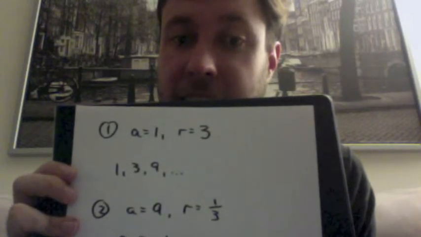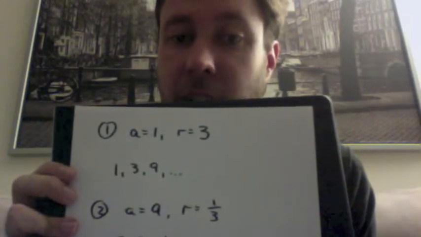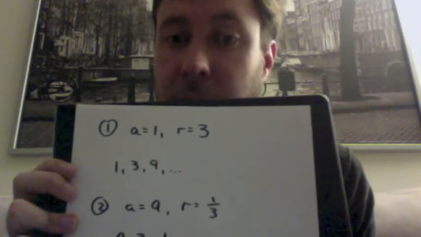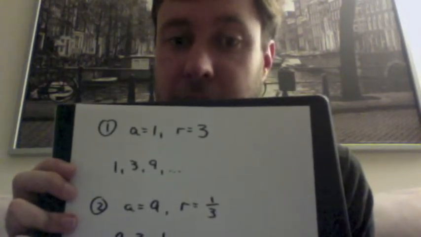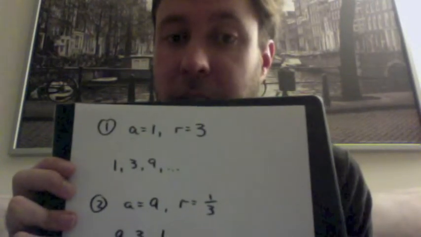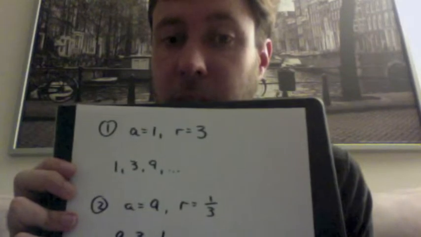But there's a second answer. A is equal to 9, r is equal to 1 over 3. And for that one, the first term is 9, and the common ratio is 1/3. So 9, 3, 1. And those both satisfy the first three terms adding to 13, and the first three terms multiplying to 27.